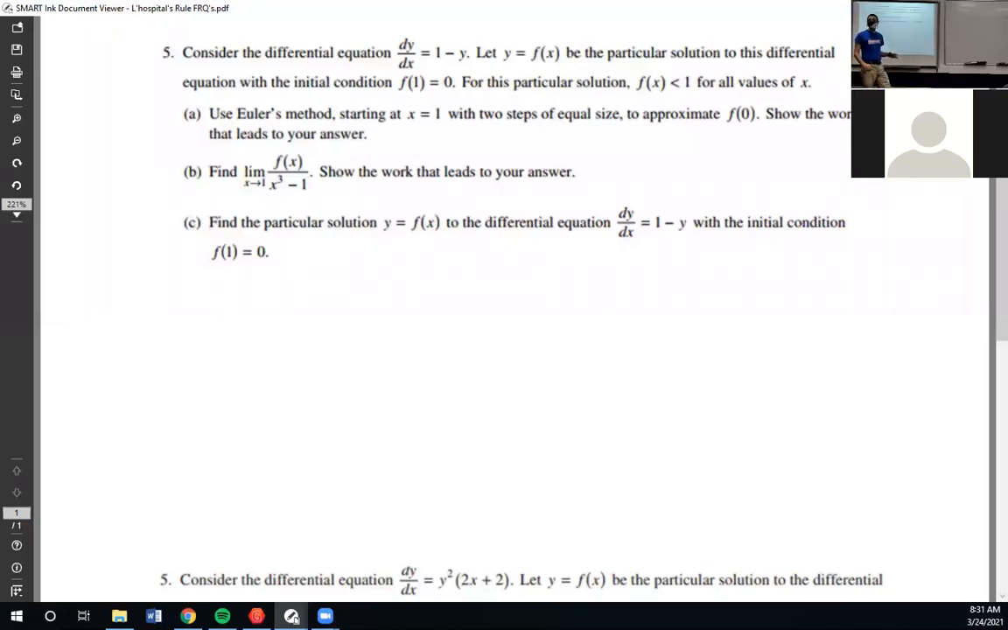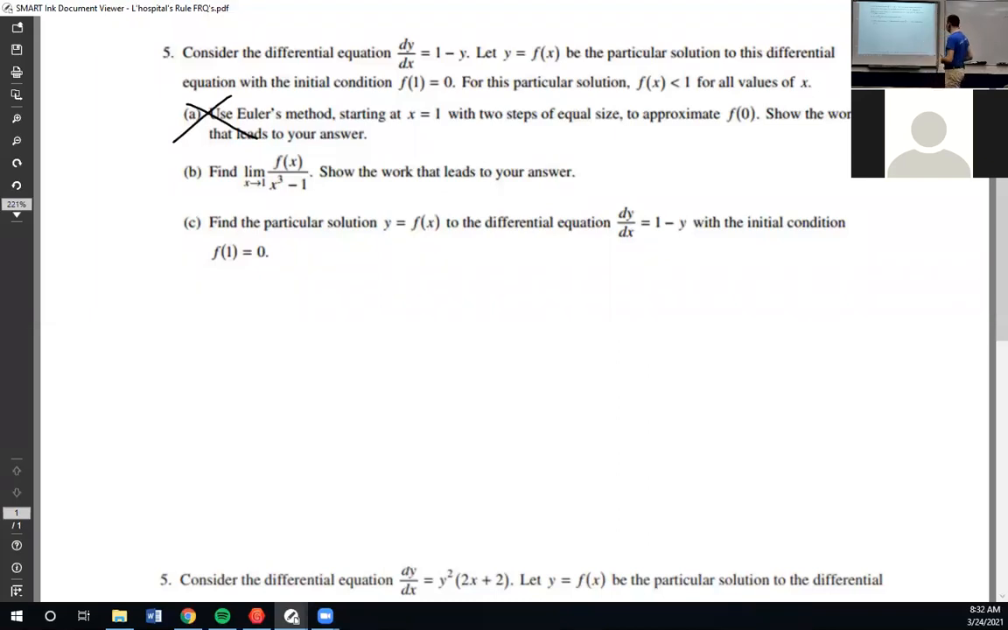I mentioned this yesterday, but this used to not be a Calc AB topic. It used to just be a Calc BC topic. So we're actually looking at some free responses from the BC test. And so you might notice that we have something called Euler's method, which is not an AB topic. So we're not going to talk about it.